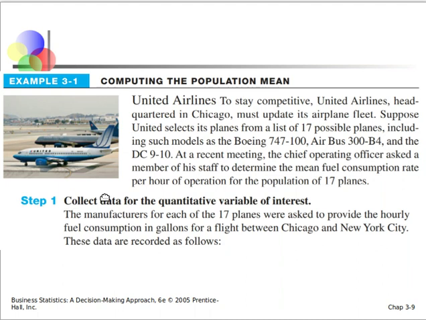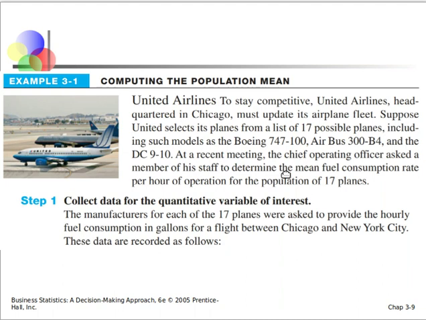Now here, example 3-1, computing the population mean, the average of the population. From United Airlines. To stay competitive, United Airlines, headquartered in Chicago, must update its airplane fleet. Suppose United selects its planes from a list of 17 possible planes, including such models as the Boeing 747-100, Airbus 300-B4, and the DC-9-10.